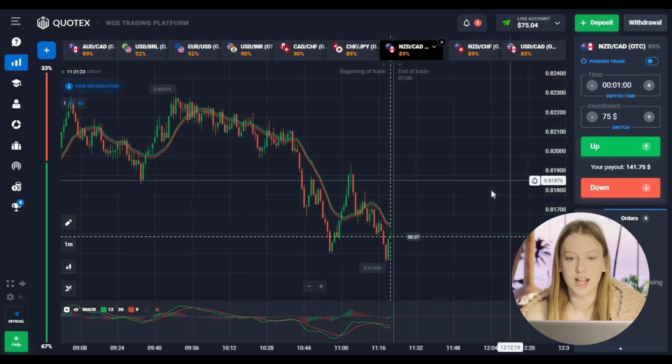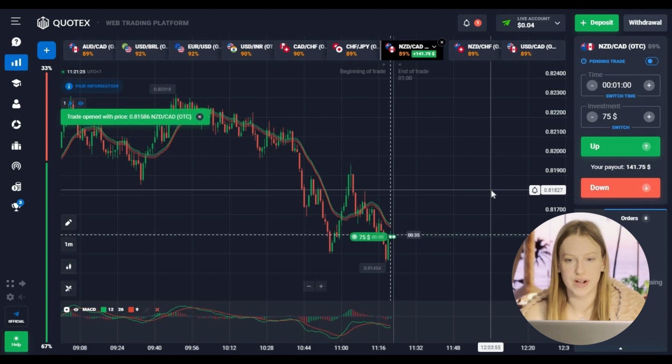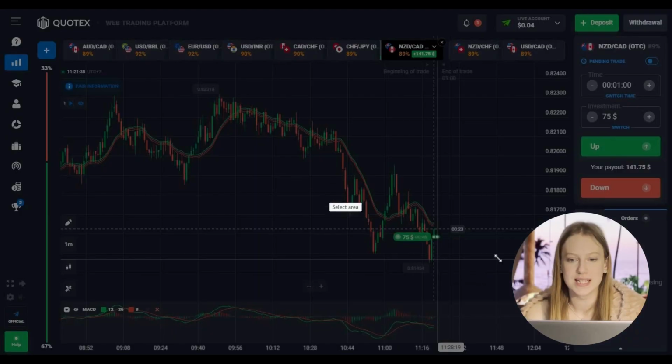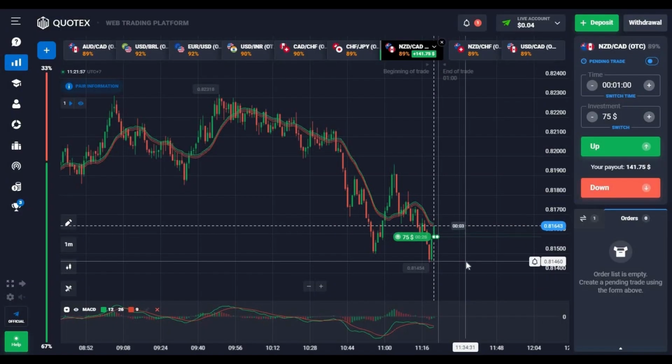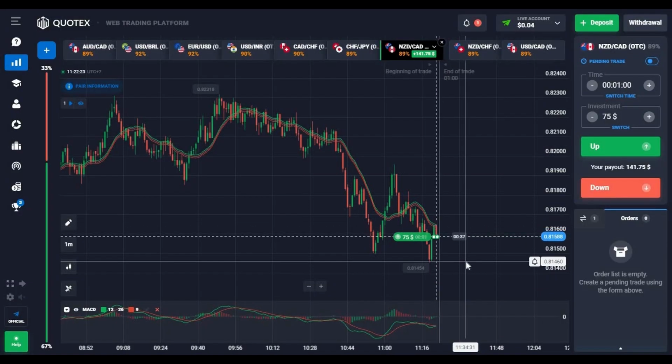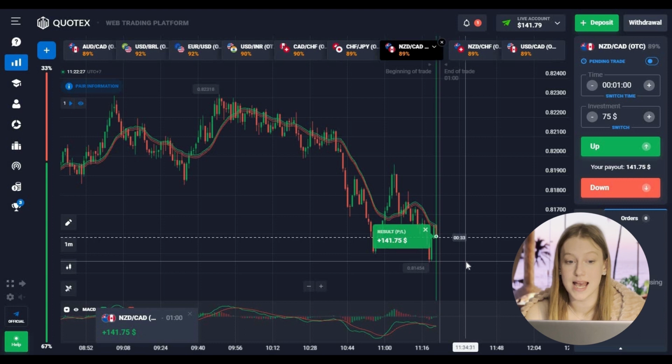Sell signals are not the only option you have in a bear market. You can also look for buy signals there. On the currency pair New Zealand dollar and Canadian dollar, I open a trade up for 1 minute. The MACD indicator shows that a green histogram appears. Moreover, the price is at the support level. It pushes off from it and goes up. Well, profit again, that is, the signal was really accurate.